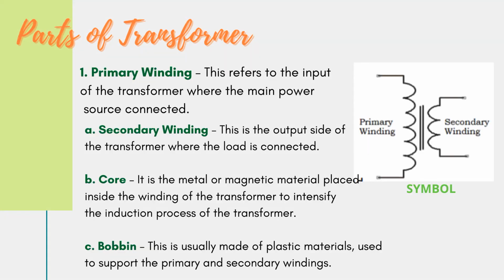Parts of a transformer. 1. Primary winding. This refers to the input of the transformer where the main power source is connected. 2. Secondary winding. This is the output side of the transformer where the load is connected. 3. Core. It is the metal or magnetic material placed inside the winding of the transformer to intensify the induction process of the transformer. 4. Bobbin. This is usually made of plastic materials, used to support the primary and secondary windings.